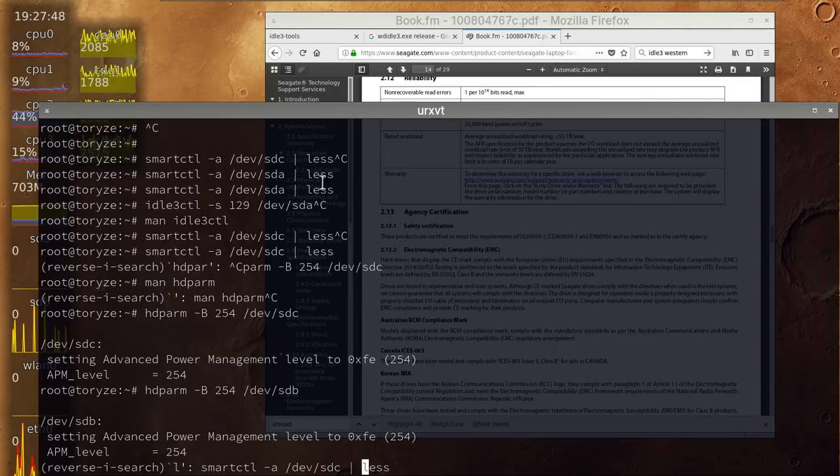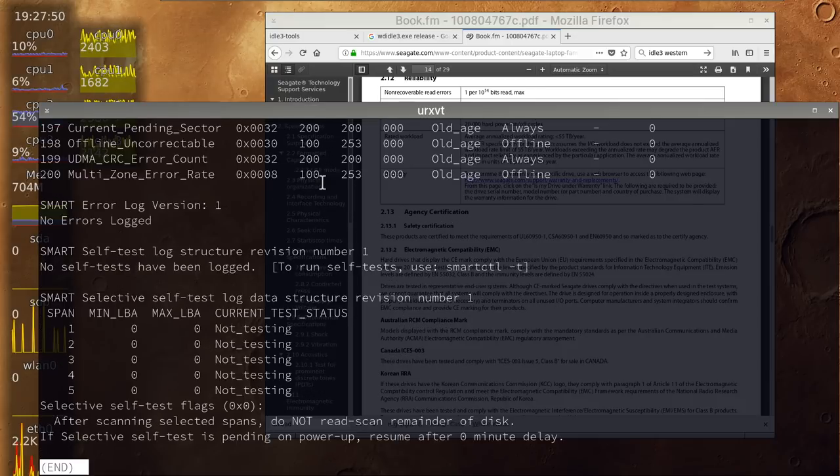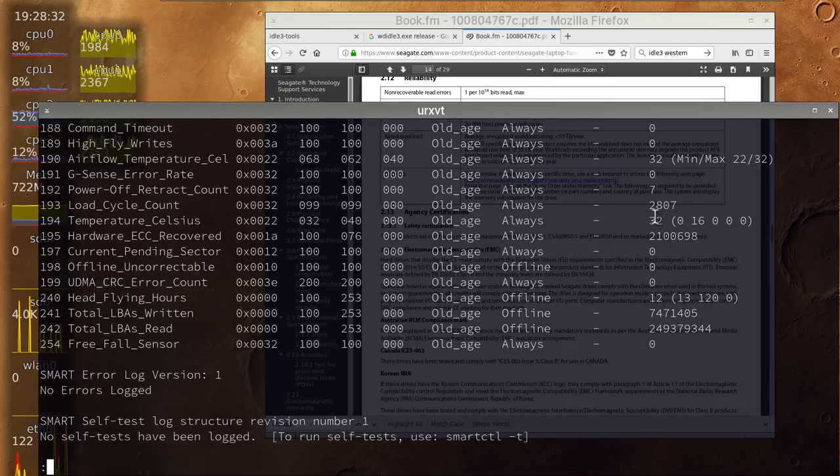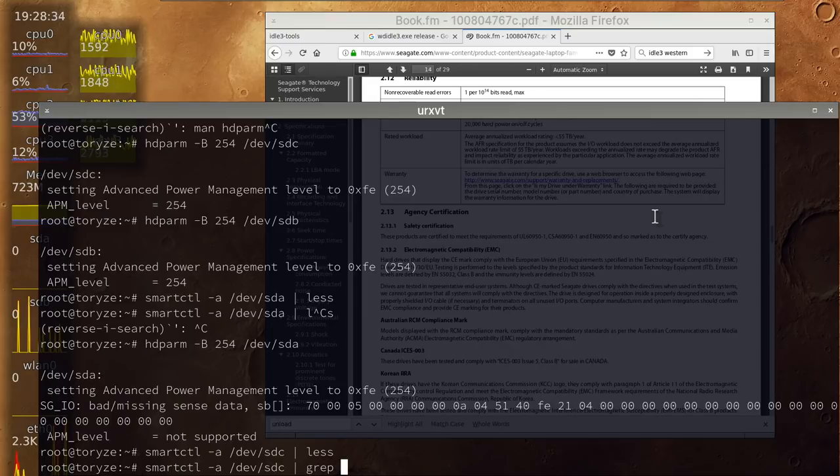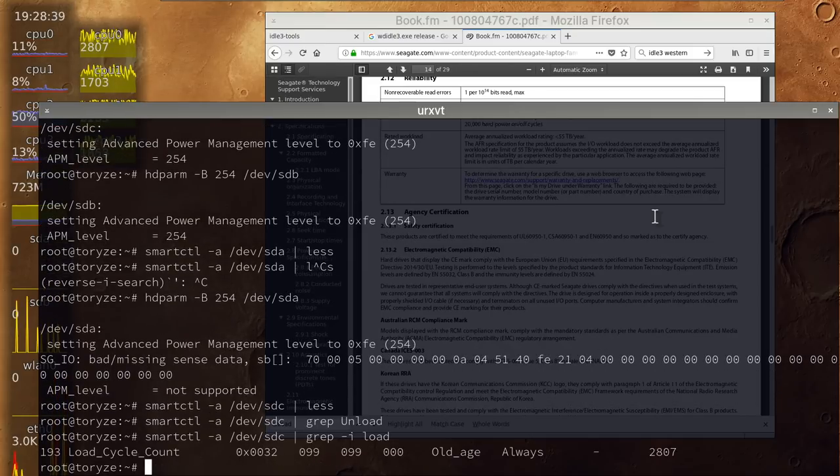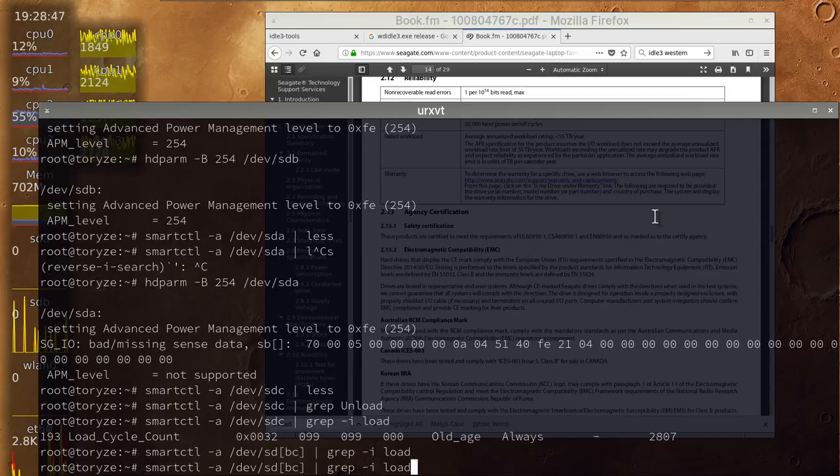So let's check. This value has maybe 2807. We can also grep for this. Can we also... No, that doesn't work, unfortunately.